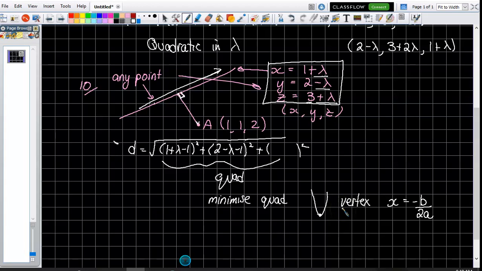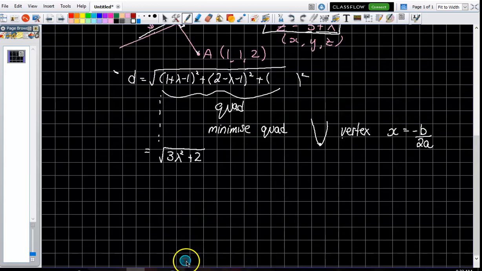So sorry about that. That was a quick summary. You should get 3 lambda squared plus 2. Oops, lambda. There is no b, so it's going to be 0 over 6, which is 0.